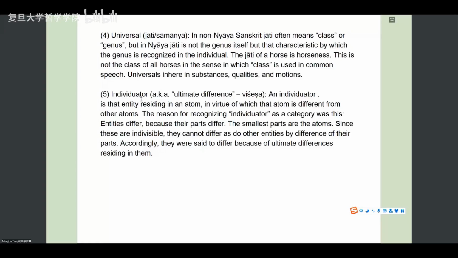And then we have the individuator, also known as ultimate difference, in Sanskrit Vishesha. An individuator is that entity residing in an atom in virtue of which that atom is different from other atoms. The reason for recognizing individuator as a category was this. Entities differ because their parts differ. The smallest parts are the atoms. Since these are indivisible, they cannot differ as do other entities by difference of their parts. Accordingly, they were said to differ because of ultimate differences residing in them. And then we can take the next slide.